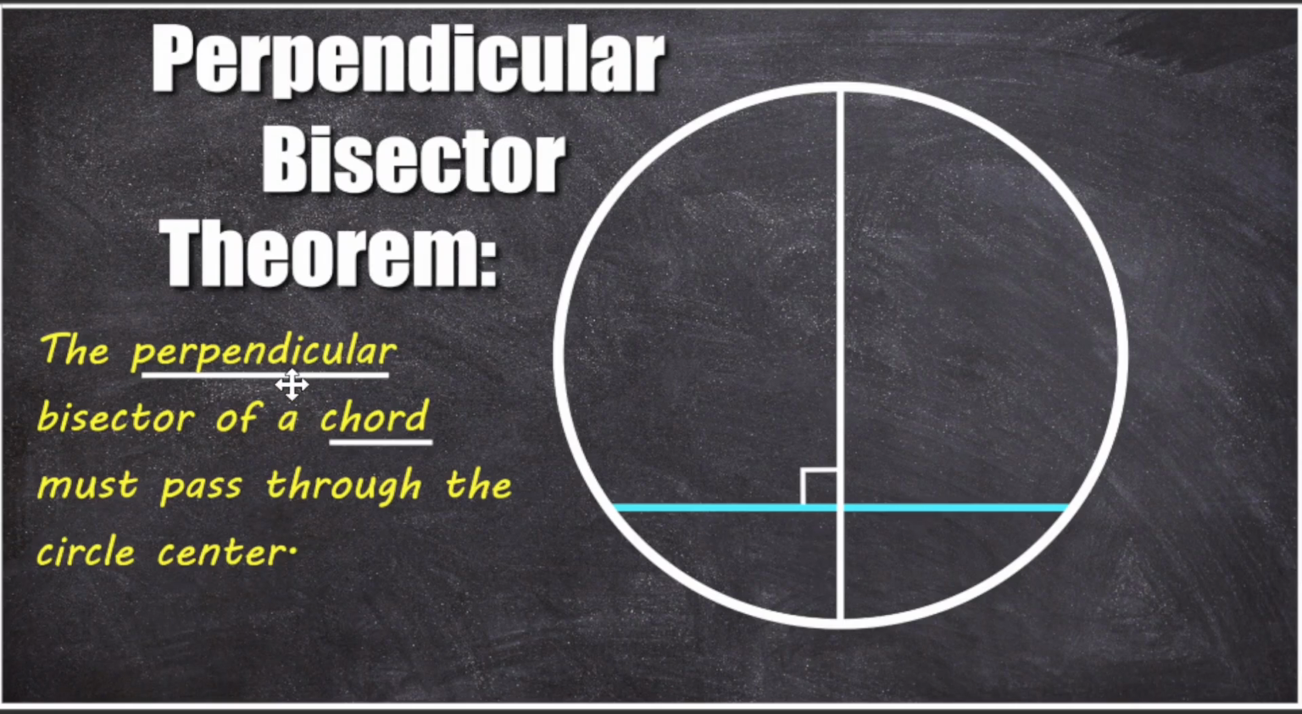So for example, if this is a perpendicular bisector, both sides of the chord would be the same length. That's what we can see here. What the theorem says is that if this is a perpendicular bisector of the chord, it must pass through the circle center. In other words, it cannot be in any other position, and this is what we're going to prove.